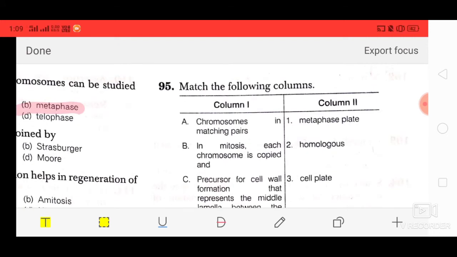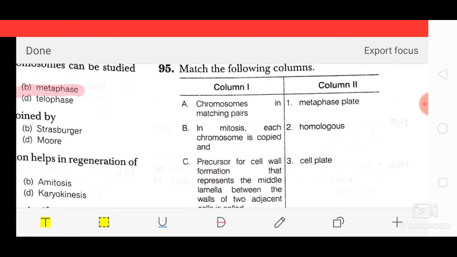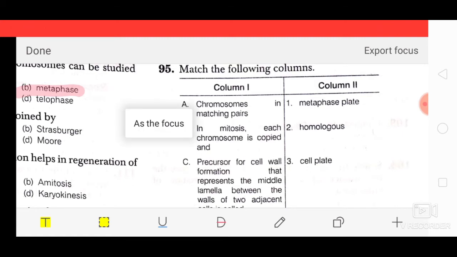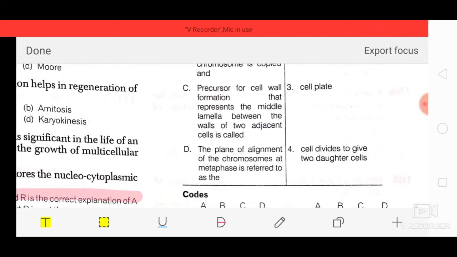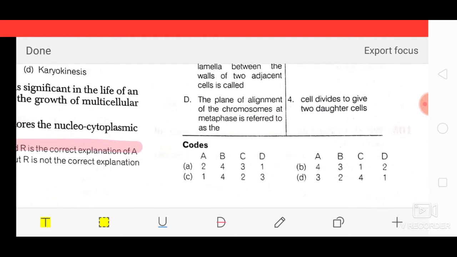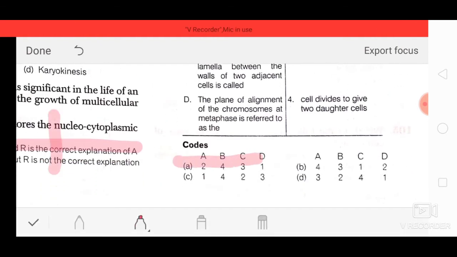B, in mitosis each chromosome is copied and cell divides to give two daughter cells. C is precursor of cell wall formation that represents the middle lamella between the walls of two adjacent cells, called cell plate. And D is the plane of alignment of chromosome at the metaphase is referred as the metaphase plate. So the correct answer of this question is option number A, that is A with 2, B with 4, C with 3, and D with 1.